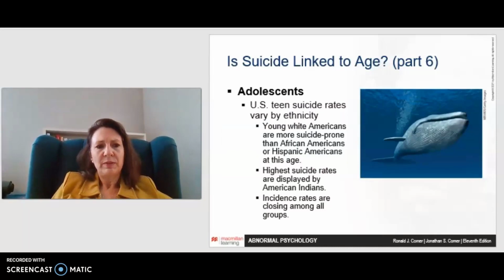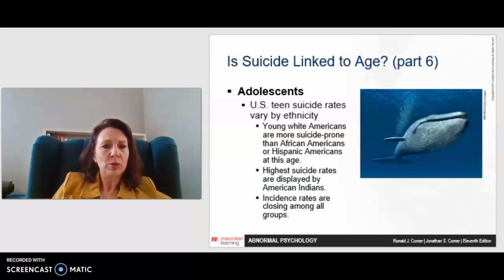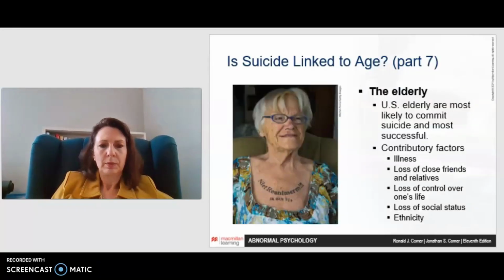Rates of suicide vary by ethnicity among adolescents. The highest suicide rates are displayed by American Indians. Young white Americans are more suicide prone than African Americans or Hispanic Americans. Incidence rates, however, overall are closing among all groups.